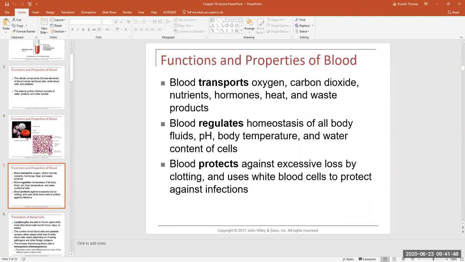As far as the functions of the blood, it's pretty simple. The blood transports everything around the body, everything. All the hormones that we learned in chapter 18, all your nutrients that you consume in your diet, waste products from all the cells in the body.